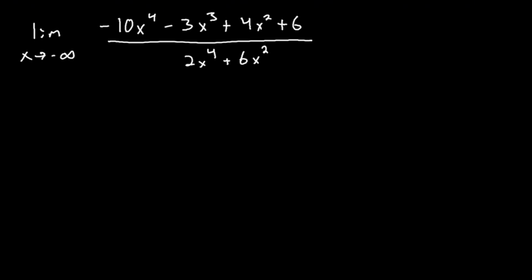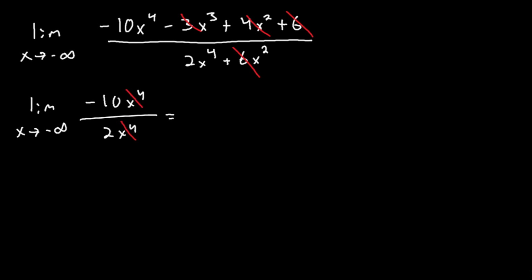So let's disinclude everything from the numerator. The numerator's largest exponent is x to the power 4. Disinclude this, disinclude this, disinclude this. All right, what about the denominator? The denominator's largest exponent is x to the power 4 as well. So when we rewrite the limit, we get negative 10x to the power 4 over 2x to the power 4. Again, we can cancel out x to the power 4, and we're left with negative 10 over 2. Therefore, our horizontal asymptote in this case, or limit to infinity, is -5.